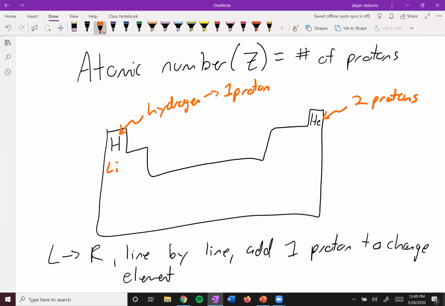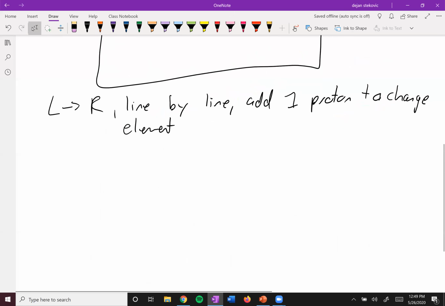So over here would be kind of like lithium with its 3 protons. Up next is beryllium with 4 protons. And then after that comes boron with its 5 protons. And so again, the only thing that determines what an element is is how many protons there are.